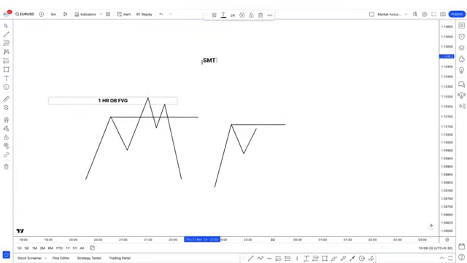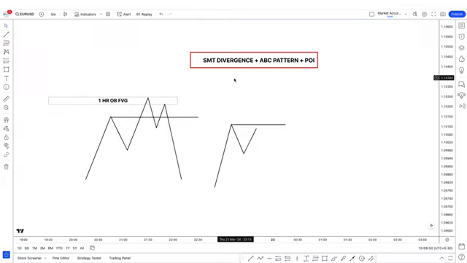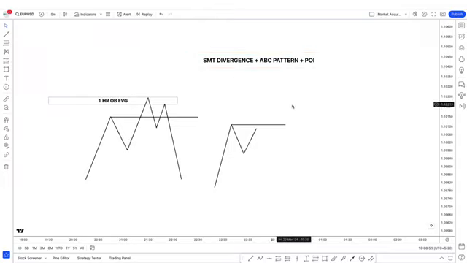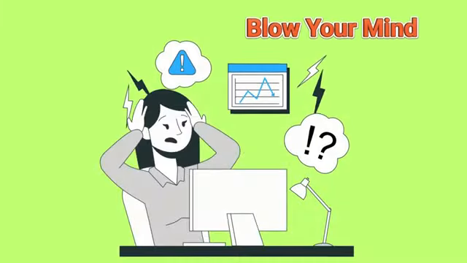Now you can use SMT divergence standalone. You don't need to combine these. But if you do, you know what I'm trying to say, right? Your setup gets even better. You will have even more confidence in your setup because you're using 3 confluences. So using SMT divergence, you're using POI. This thing is going to just blow your mind.